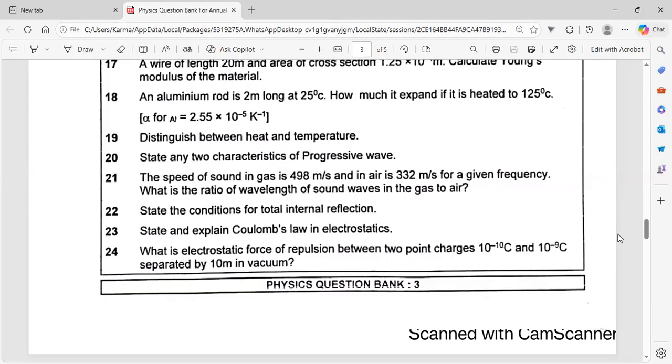State any two characteristics of the progressive wave. The distance between the crest and the trough is called the wavelength. Two particles with the same phase difference will always be in the same state of oscillation.